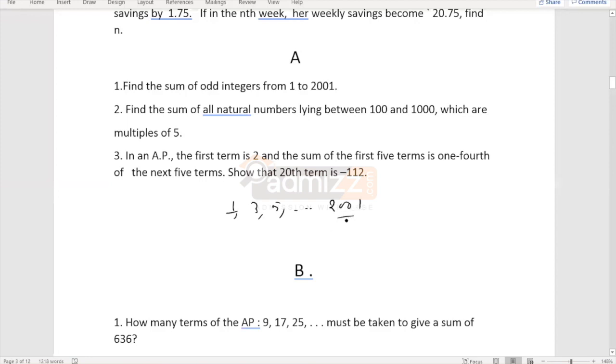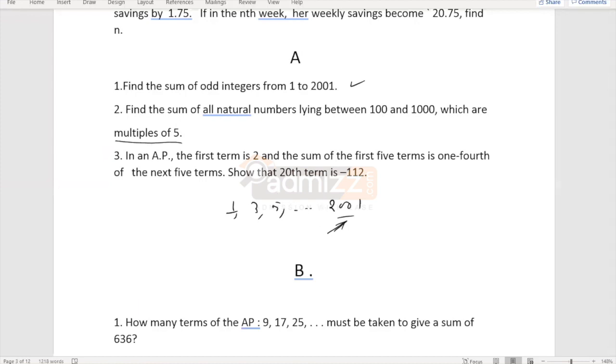So first of all, you have to find the position at which the number is placed. So these are very tricky questions. A similar thing I have given: find the sum of all natural numbers lying between 100 and 1000 which are multiples of 5.